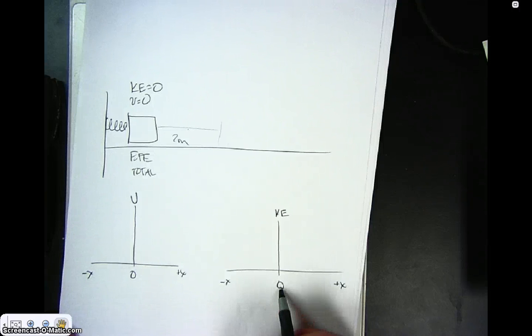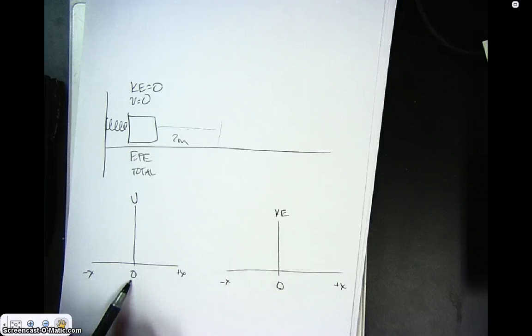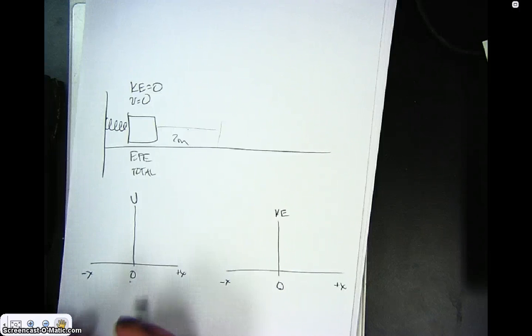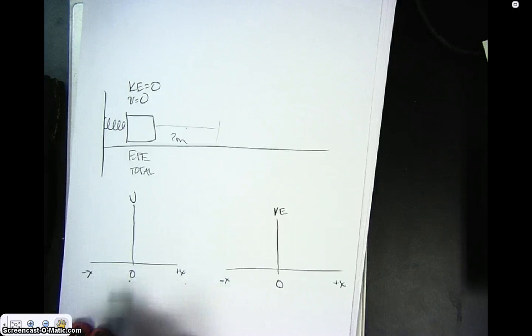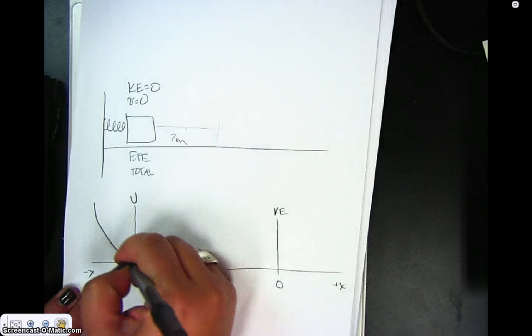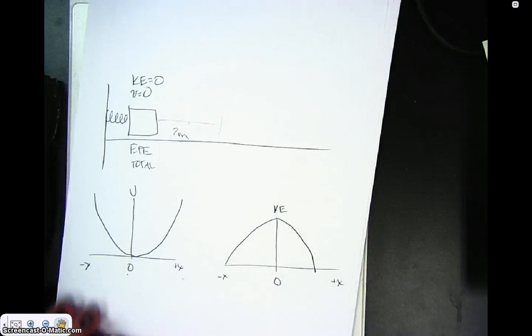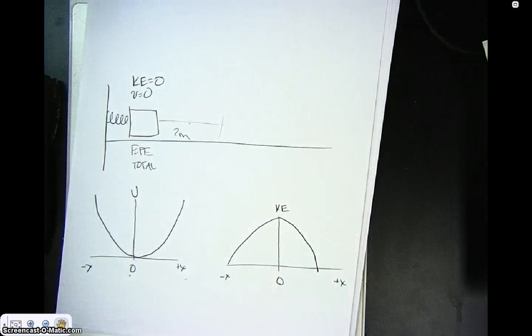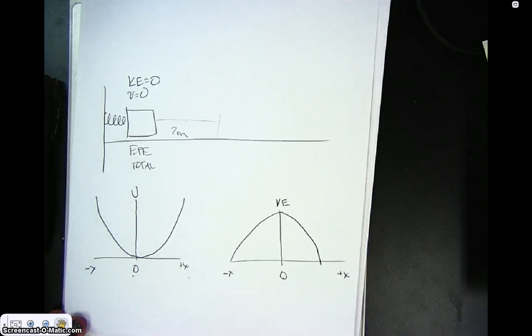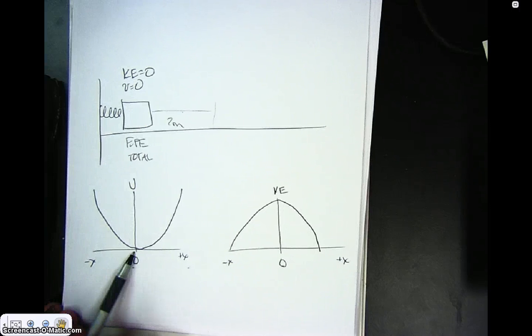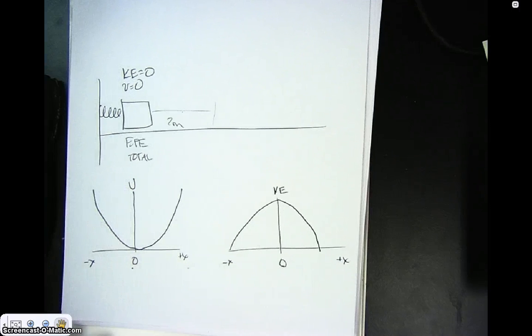So at position 0 is when the kinetic energy is the greatest, whereas at position 0 over here is where the elastic potential energy is 0. And then it increases as you get further away. So we're actually going to have graphs that look like this, and then this graph would look like this. All right, so make sure that you can both calculate but also roughly interpret the graphs of potential energy and kinetic energy relative to the displacement of the spring.